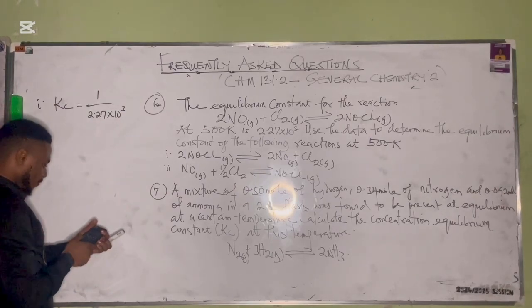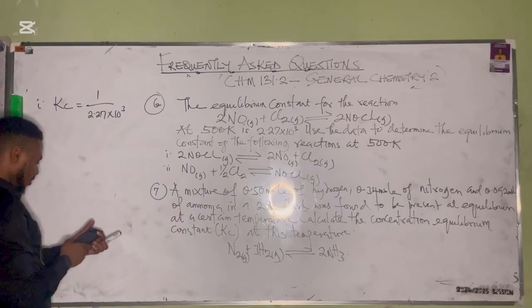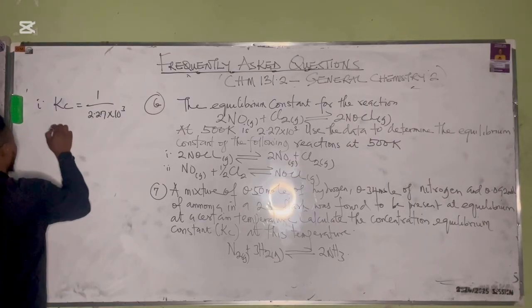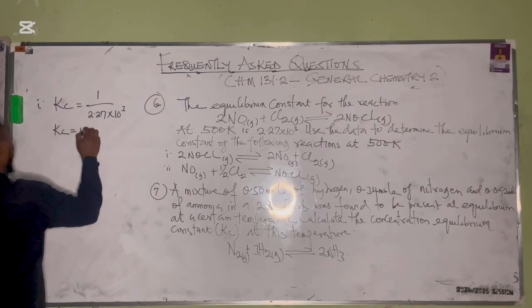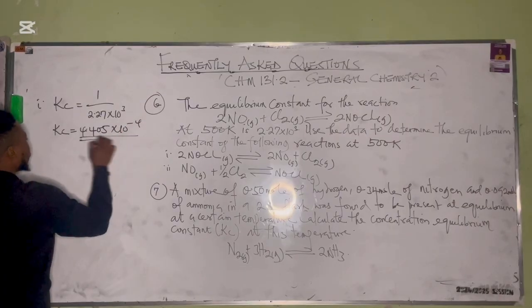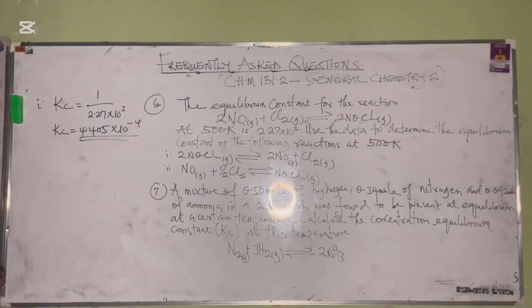Alright, so let's solve that. 1 divided by 2.27 times 10 raised to power 3. So this will give us Kc will now be equal to 4.405 times 10 raised to power minus 4. This is the new Kc for this particular reaction.